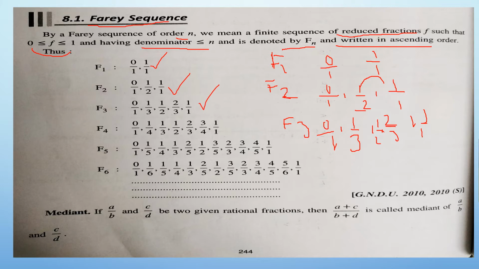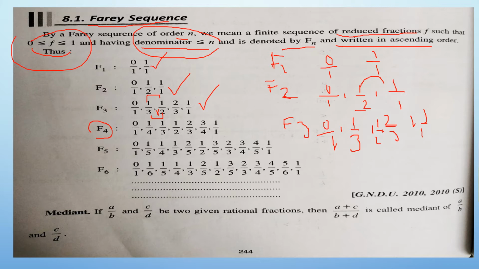For F4, if we add this one, it will be 2 upon 5. We cannot take this one because here the denominator will become more than 4. So as here n is 4, we cannot take 2 by 5 as a fraction here. So while making the fractions, you must note two things: the fraction should lie between 0 and 1, and its denominator is always less than or equal to n.